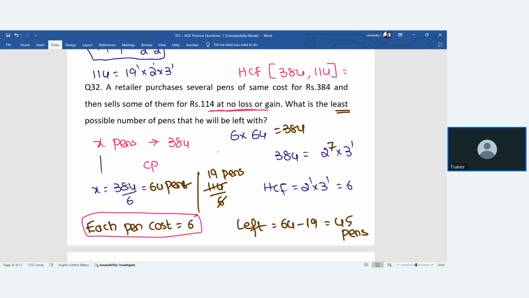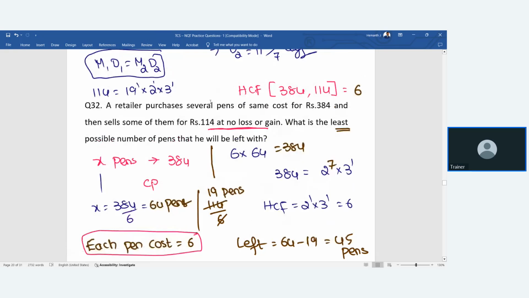See, the HCF concept is indirectly given. This is 114, and here we have 384. You want to find the HCF for that. We got 6. That's what each pen costs. If each pen cost is higher, then we will get the least number of pens as the final value.